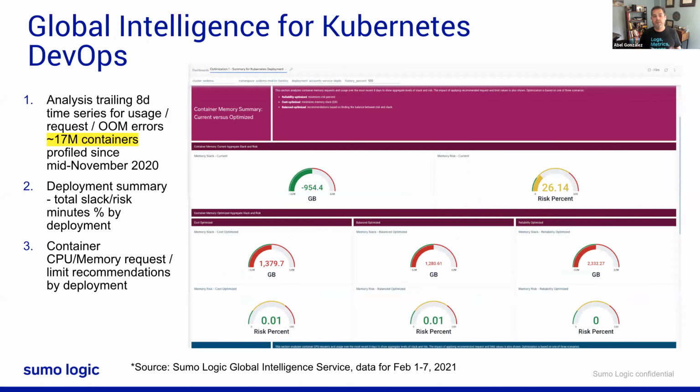And the way that we do this is by doing a trailing analysis of 8 days of the time series of requests and errors across around 17 million containers that we've profiled since mid-November of 2020. And we keep this information so that we can apply it to your specific deployment. So we're trailing your deployment and then applying this large data set and observations to give you recommendations around how you're deploying your Kubernetes application. So let's take a look at how that looks in real life.